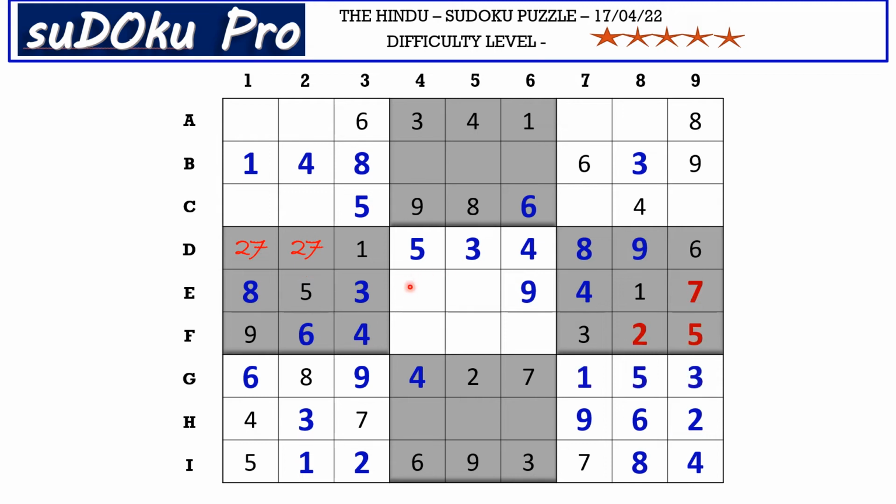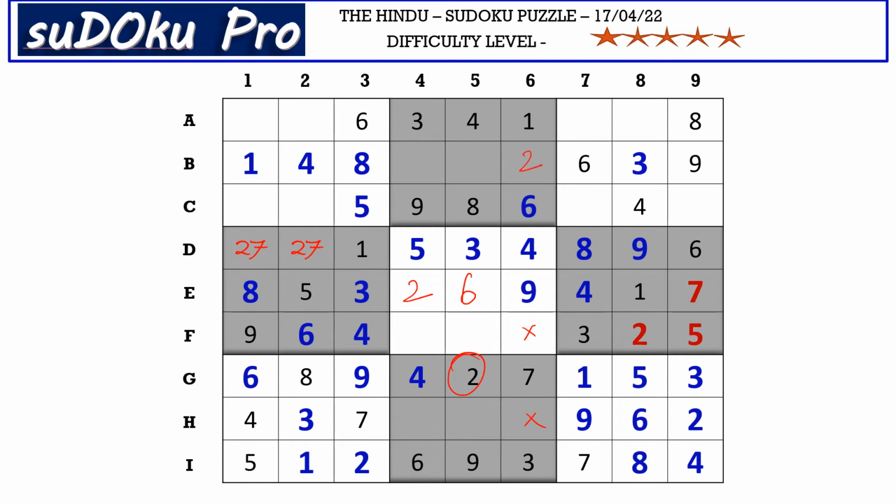In E row, there are only 2 empty cells and the missing numbers are 2 and 6. There is a 2 blocking from here. So E5 takes 6 and E4 takes 2. This 2 blocks this cell and this 2 here blocks this cell. So in column 6, this is the only place, that is B6 is the only place where 2 can be.